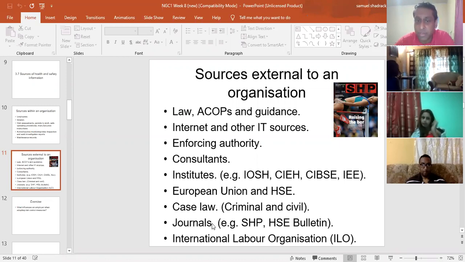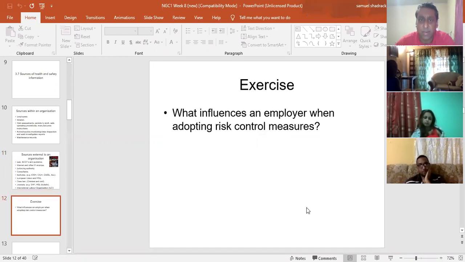For those of us who know about Google, there's something called Google Scholar. A lot of you already have a degree. Google Scholar is a good source of journals for health and safety. But it's a simple question, so I'll move on. The answers are there anyway, right?